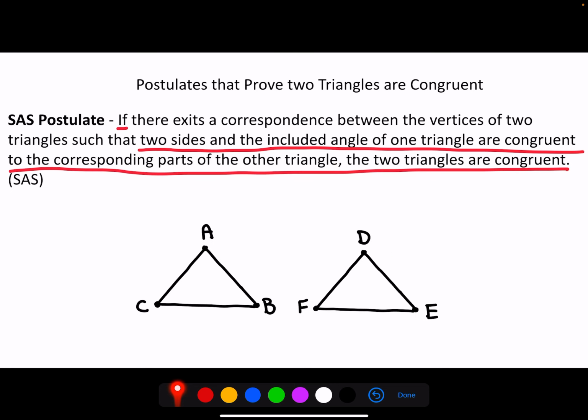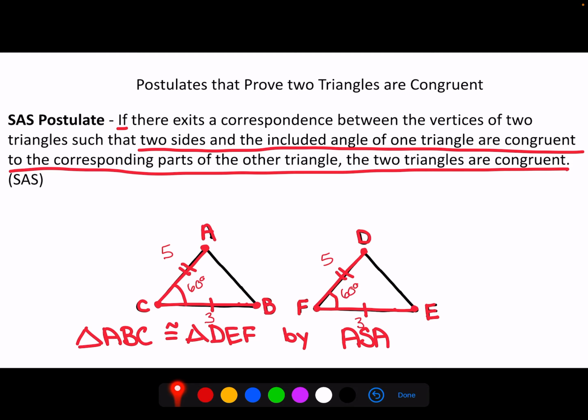The next one that we have is side, angle, side. So if two sides and the included angle of one triangle are congruent to the corresponding parts of another triangle, the two triangles are then congruent. So again, we can see that right here. We have a side, an angle, and then a side, and our angle is sandwiched in between the two congruent sides. So therefore, this would be side, angle, side. I don't know why I put ASA here. This should be side, angle, side. So this is wrong right here. It should be side, angle, side.